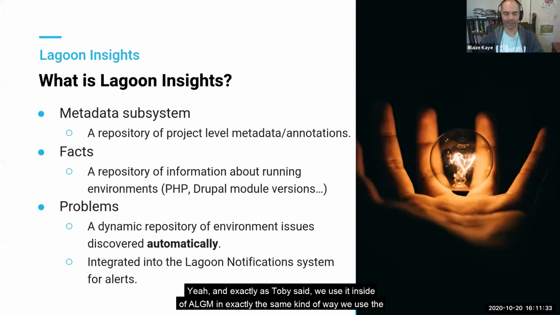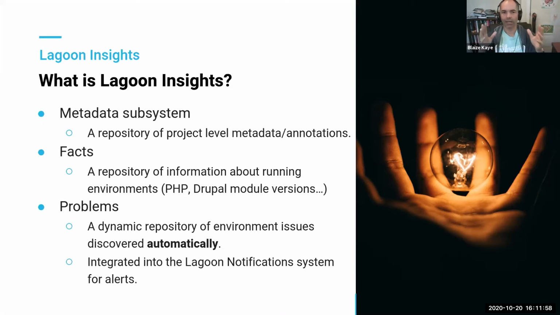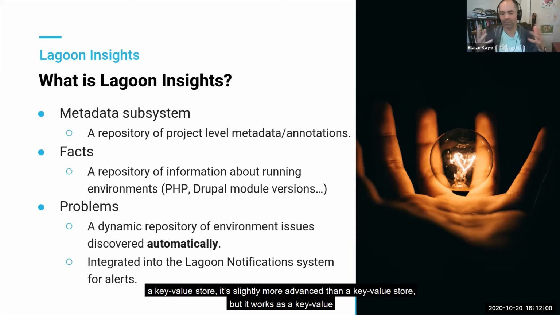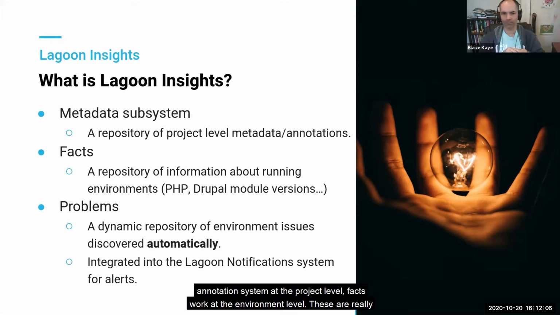Yeah, and exactly as Toby said, we use it inside of AmazeeLabs in exactly the same kind of way. We use the metadata system to tag our projects as part of certain groups, and then we use those to build Ansible inventories so that we can start running jobs across our entire fleet of sites. We'll take a look at the metadata subsystem, but really it's just a key value store. It's slightly more advanced than a key value store, but it works as a key value annotation system at the project level. Facts work at the environment level.